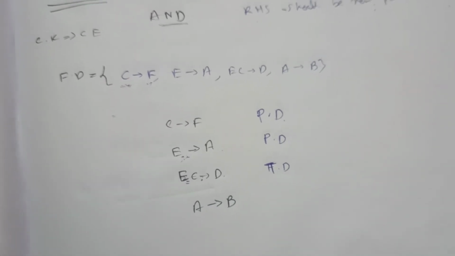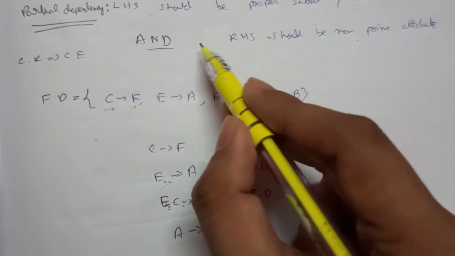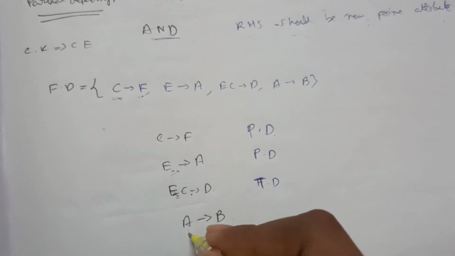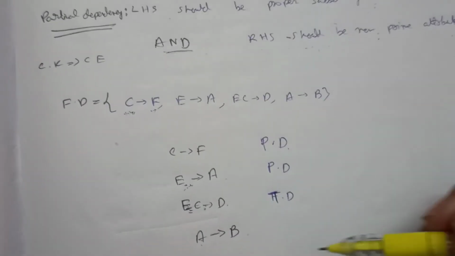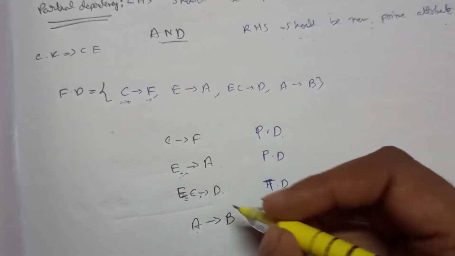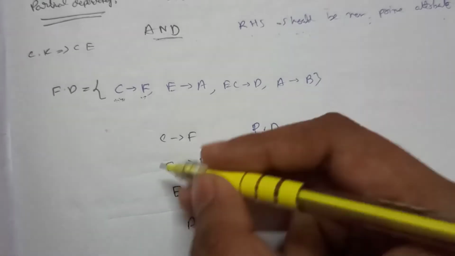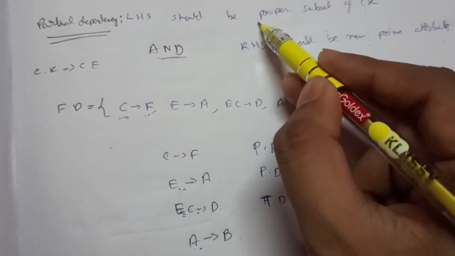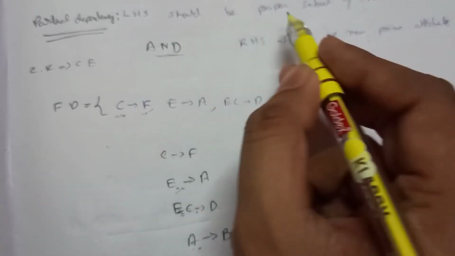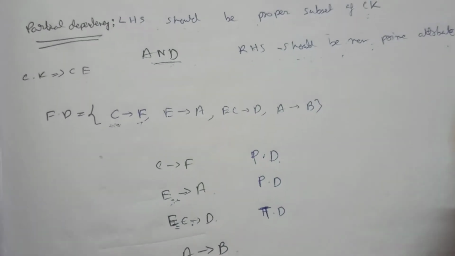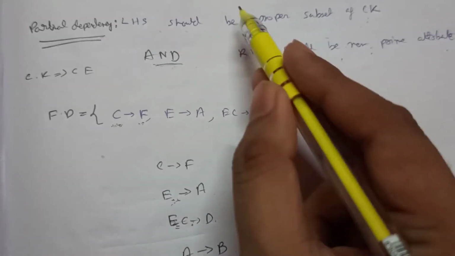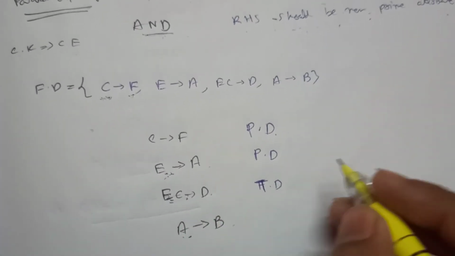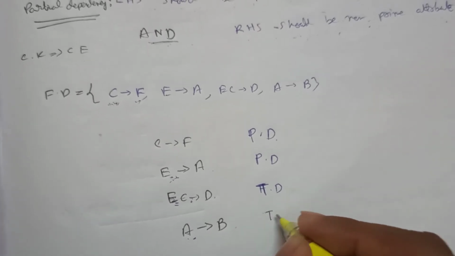Okay, this is A to B. So B is a non-prime attribute. Okay, so the right condition of the AND is true. But is A a proper subset of the candidate key? No, our candidate key was CE. So A is not a proper subset of the candidate key. A is another non-prime attribute. So the first condition is not true, but the second condition is true. But as we can see, the AND is there between these two conditions. If both are true, only then it will be a partial dependency. So it is not a partial dependency. It is also not a full dependency. It is what? It is a transitive dependency. Okay.